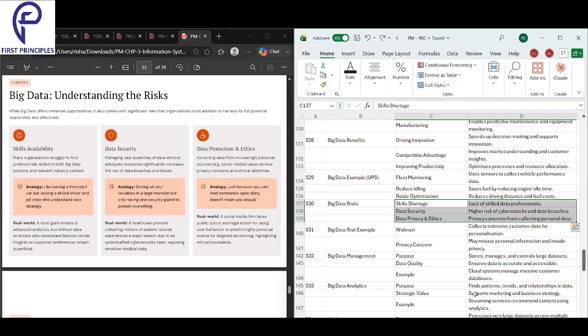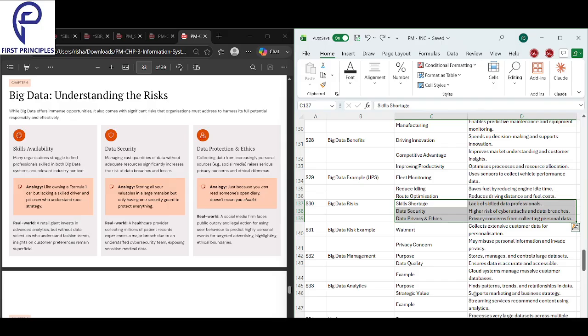Data security, higher risk of cyber attacks and data breaches. Data privacy and ethics, privacy concerns from collecting personal data. Skill shortage, there are not enough people who have the skills. Data security, higher risk of cyber attacks and data breaches.